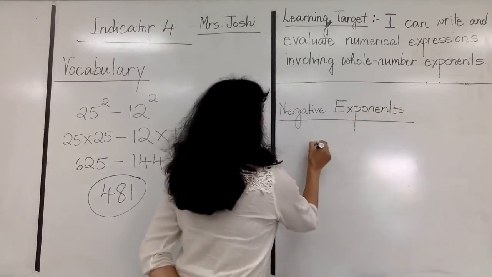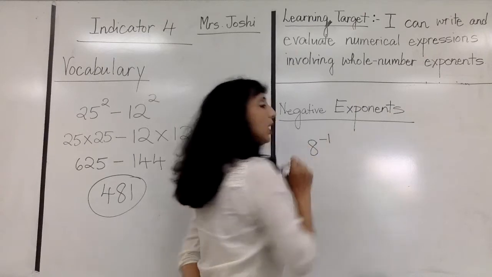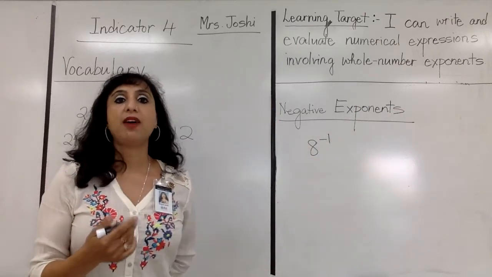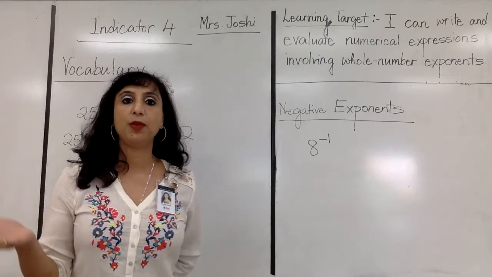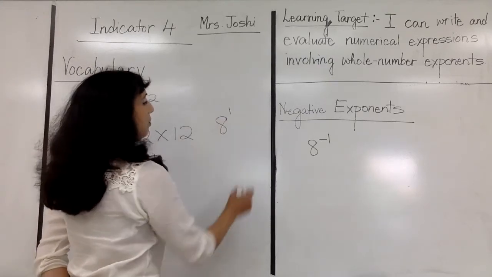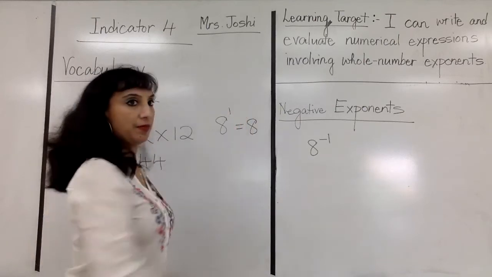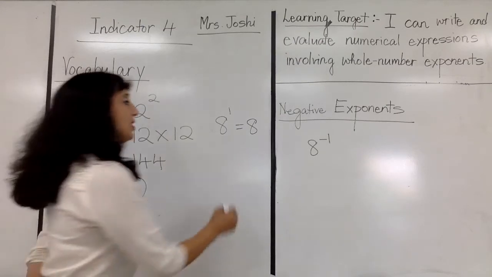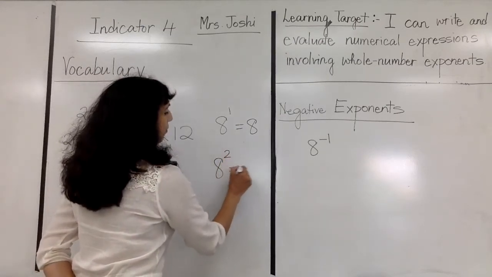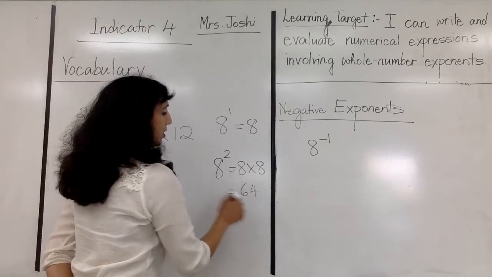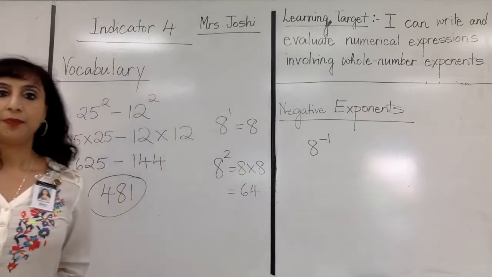So if I had said 8 to the negative 1, I know that if I had anything to the first power, it would be the number itself. If I had just said 8 to the first power, it would actually be 8. And I know if I said 8 squared, it would be 8 times 8, and I would get 64. And so this way we carry on.